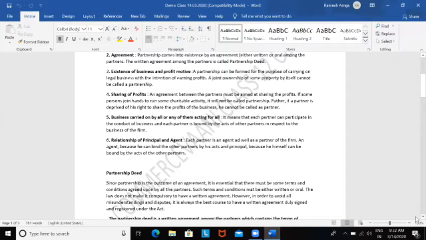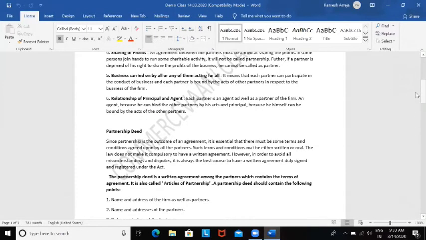Like that, in partnership, whenever partners are doing something, they are acting on behalf of the partnership firm. Like I gave an example, if A does something on behalf of the firm, B and C are also responsible for it. Similarly, if B does something, A and C are responsible. If C does something, A and B are responsible. So each and every partner is responsible for the act of the other partner, because all the partners are agents and the partnership firm is the principal. I hope this is okay.